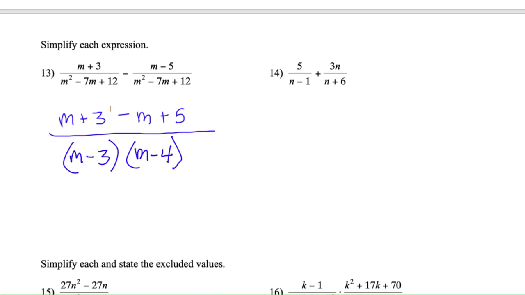My next step here is actually doing this. What is m minus m? That's nothing. 3 plus 5 is 8. My final answer is 8 over m minus 3 times m minus 4.